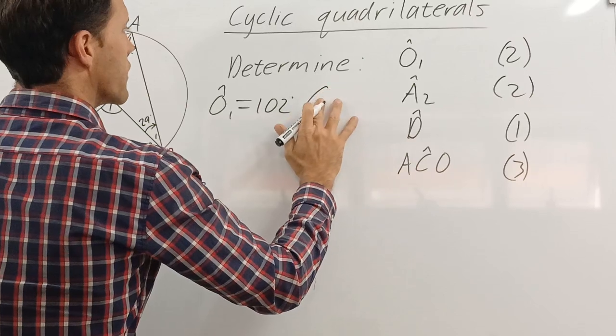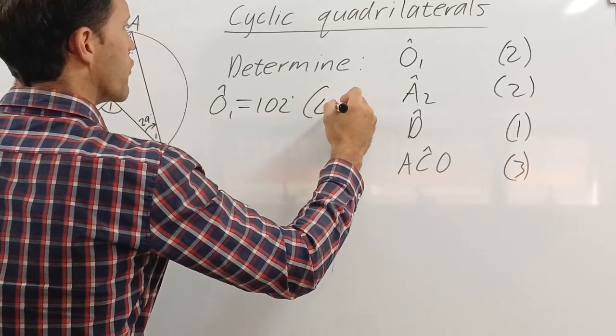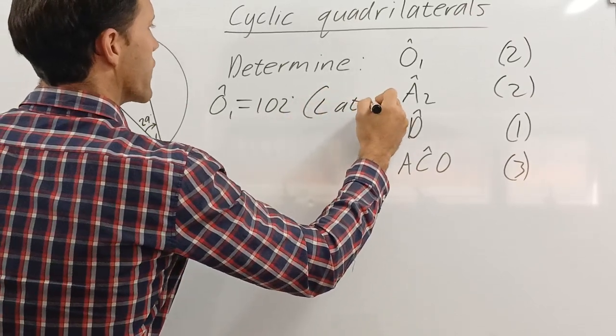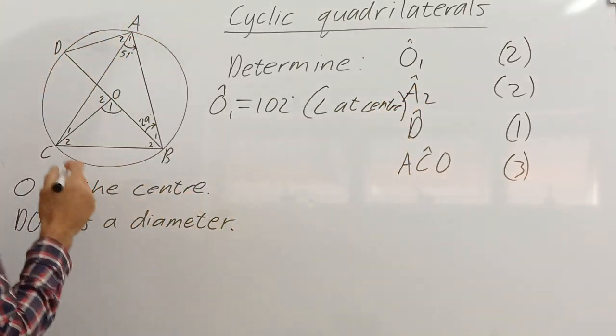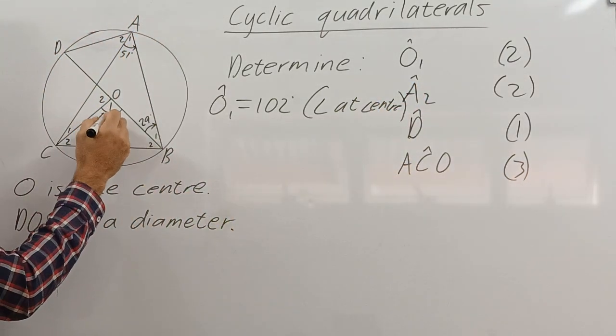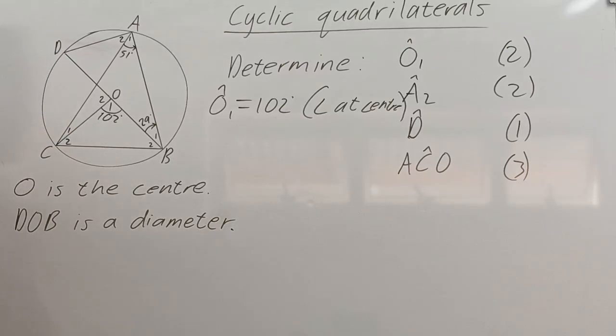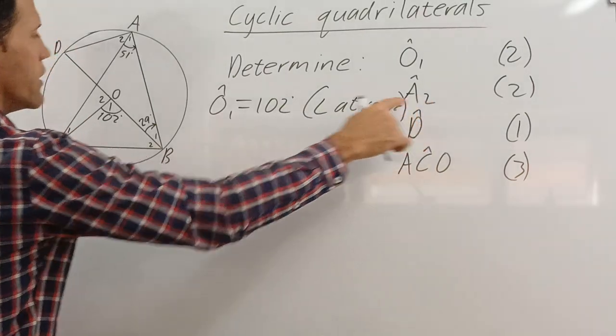Angle at center. Okay, so that one was straightforward. Angle at center. Okay, so that one was easy. 102. Okay, second one, find A2.